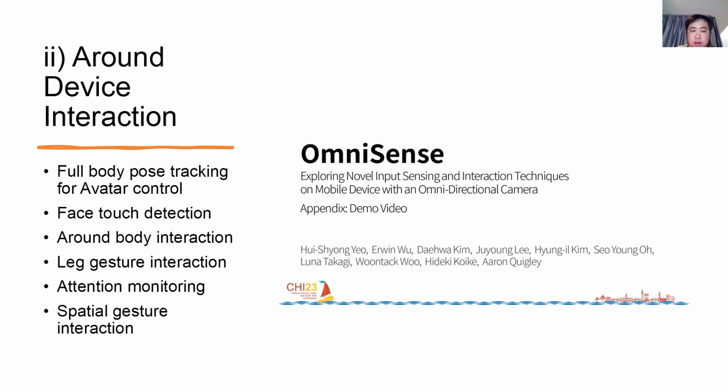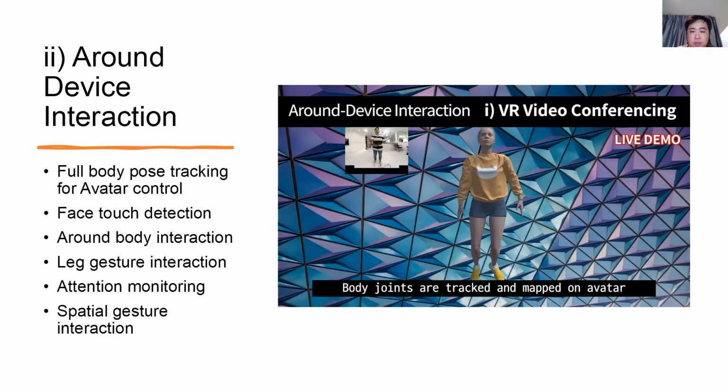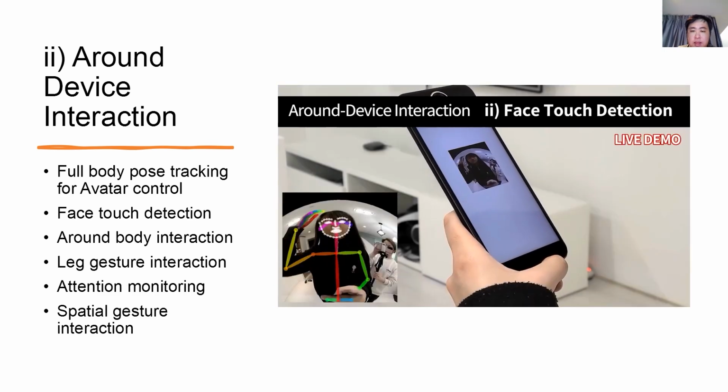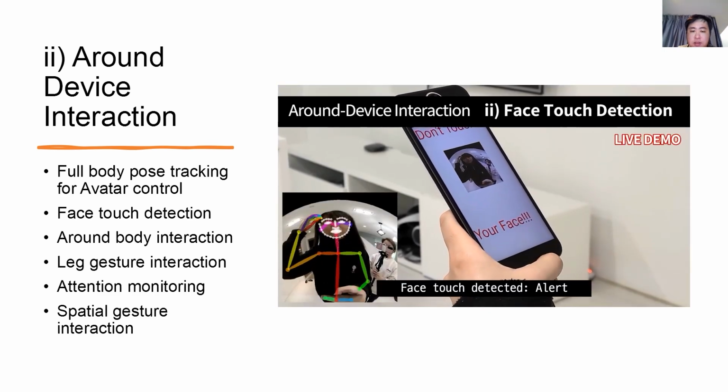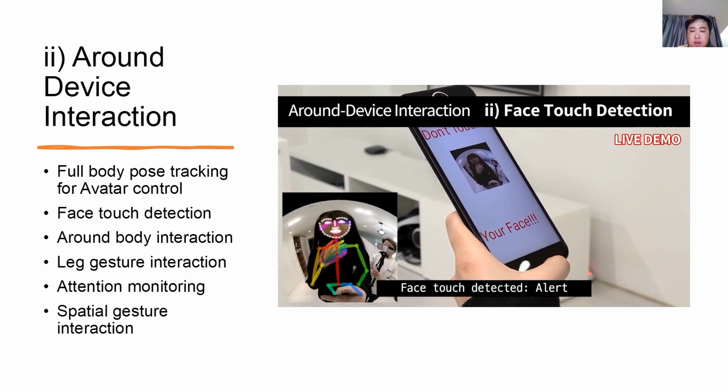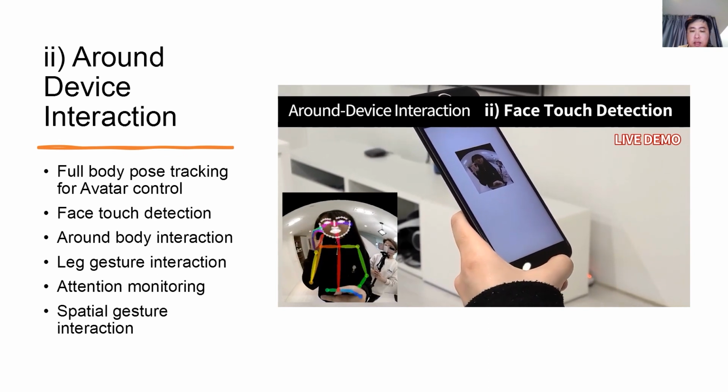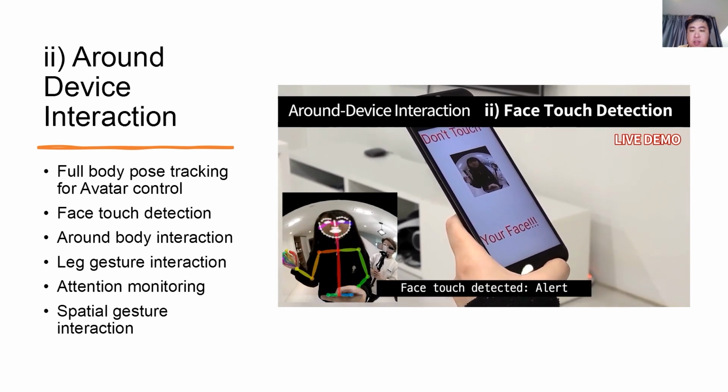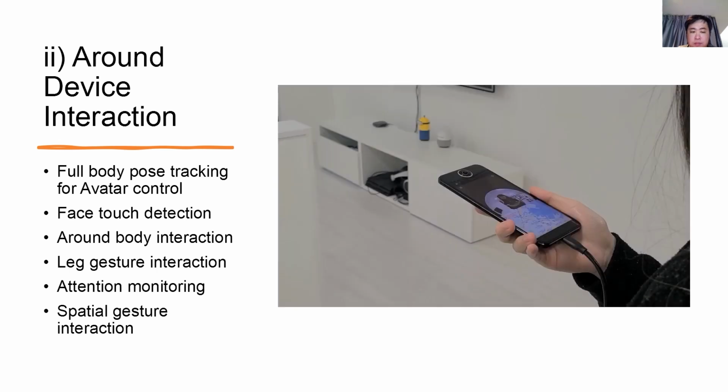Next, we look at around device interaction. It can track the full body pose for controlling avatar. Perhaps it is useful for virtual reality environment. Next is face touch detection. It will provide warning to the user if the user touched her face, because this was done during COVID time.